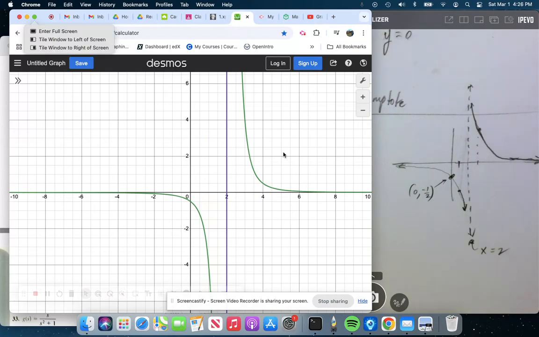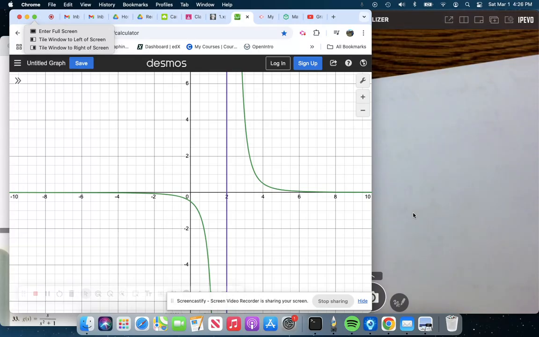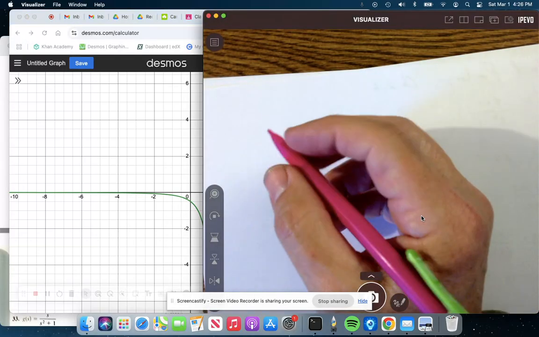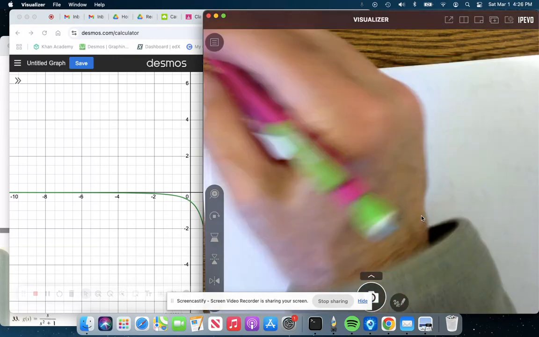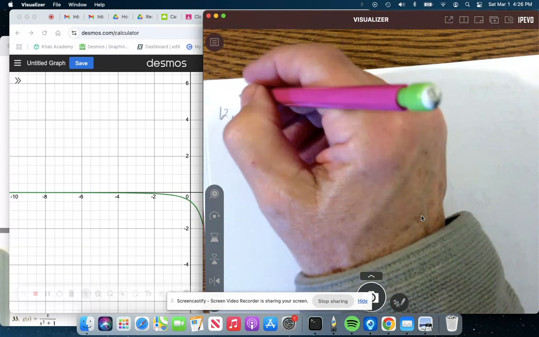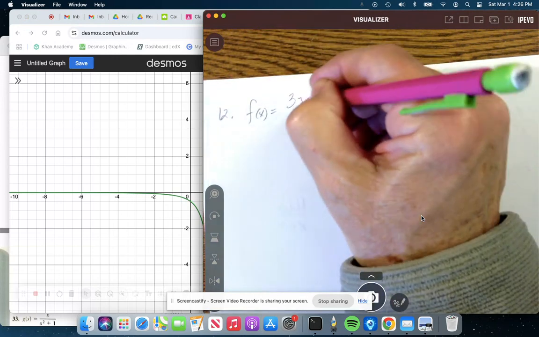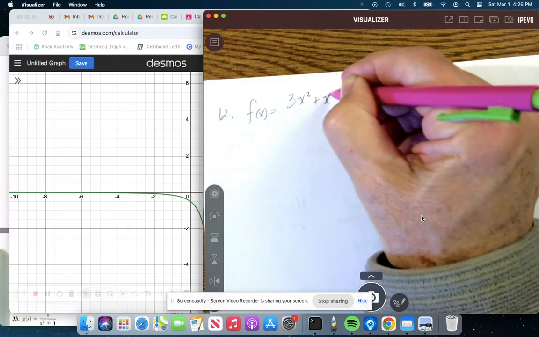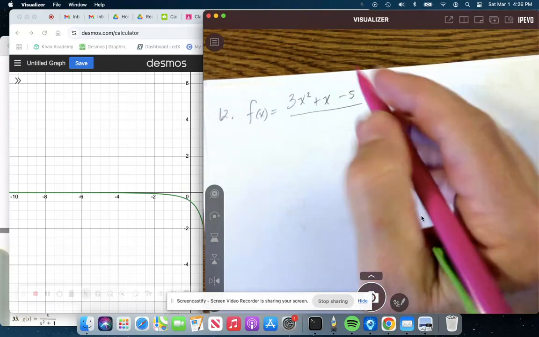All right, I'm going to do one more, and then I'll end this video. So let's take a look at another rational function. That was number 6. Let's look at number 12. f of x equals 3x squared plus x minus 5 over x squared plus 1.